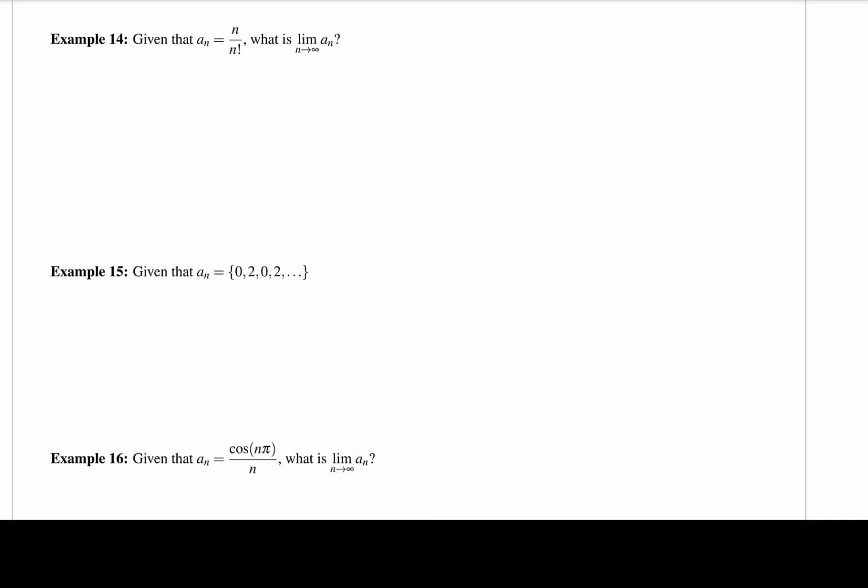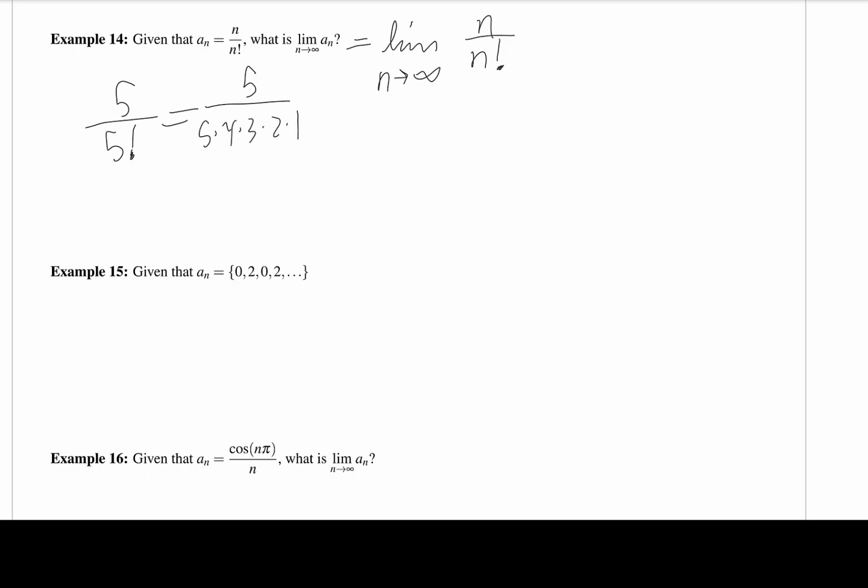For example 14, this one's a little bit more tricky. So we should have the limit as n goes to infinity of n over n factorial. So notice this. If I have 5 over 5 factorial, that's like saying 5 over 5 times 4 times 3 times 2 times 1. So we cross out these 5's, and we're just left with 1 over 4 factorial. Another way of thinking about this is that I'm rewriting 5 factorial as 5 times 4 factorial. That way I can cancel out 5's.